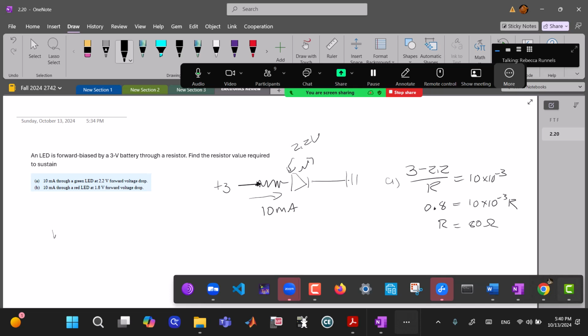And part B, do the same thing, just this time we need this voltage to be 1.8. So that would be 3 minus 1.8 over R equals 10 times 10 to the negative third, or 1.2 equals 10 times 10 to the negative third R, so R is 120 ohms.